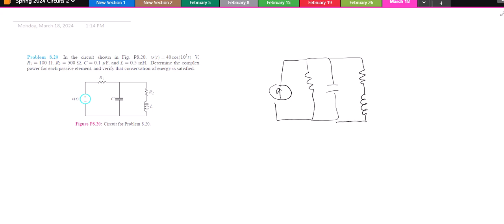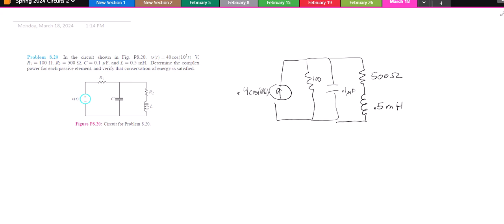Okay, so R2 is 500 ohms. L is 0.5 millihenries. Our capacitor is 0.1 microfarads. R1 was 100 ohms. And if we did a source transformation, then our current source would be our voltage over the resistance, so that would be 0.4 cosine 10 to the 5th t.